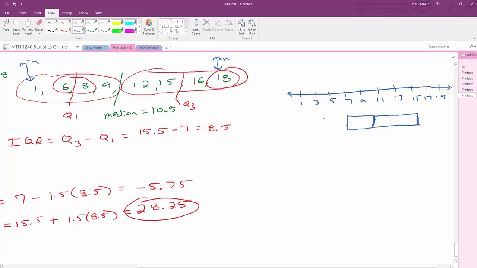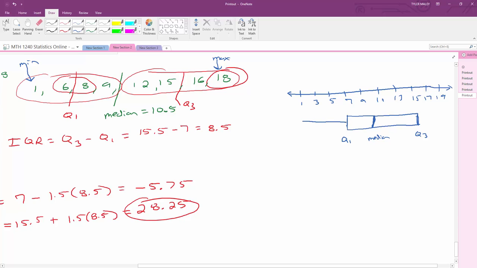Now I need to draw in the whiskers, right? So my whisker is going to go from Q1, so just to label this is Q1, this is my median, and this is Q3. So now I need to draw a whisker from Q1 to my lower fence or my minimum, right? Depending on if I have any outliers. Since I don't have outliers, it's going to go all the way to my minimum, which is 1, right?